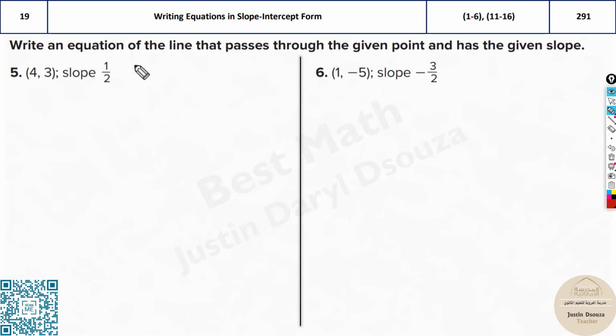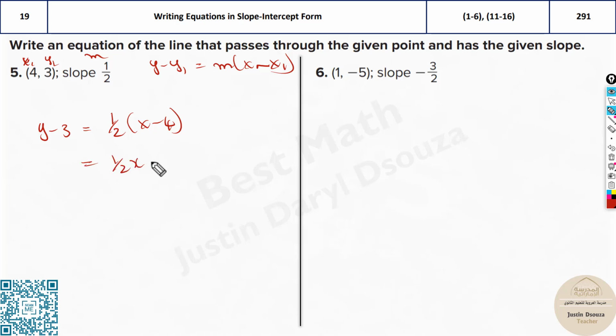Now here as well, same formula. I'll directly write the answer. It'll be y minus 3 equals half of x minus 4. But remember, in your exam you must write this formula, minus x1. And it is very important to mention what is what: this is x1, y1, m. So even over here, we will just do this solving. That will be half of x minus half of 4, that is equal to y minus 3. It'll be half of x minus 2, and take this to the other side, it'll be plus 3. So y is equal to half x plus 1.